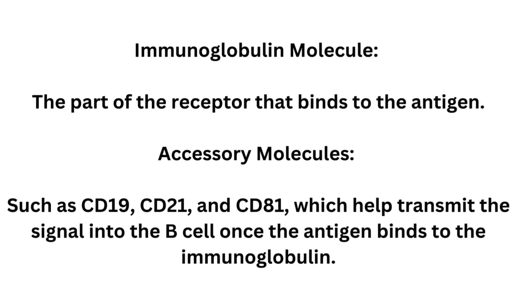The immunoglobulin molecule is the part of the receptor that binds to the antigen. The second one is the accessory molecules, examples being CD19, CD21, and CD81, which help transmit the signal into the B cell once the antigen binds to the immunoglobulin. And these are the two parts of the BCR, B cell receptor.